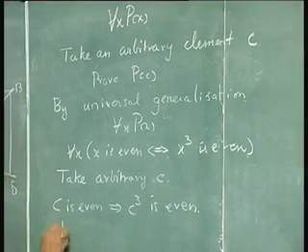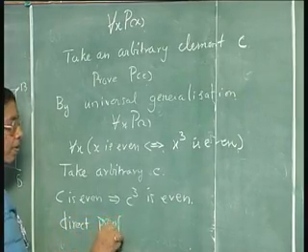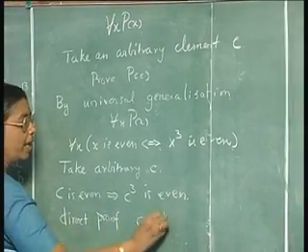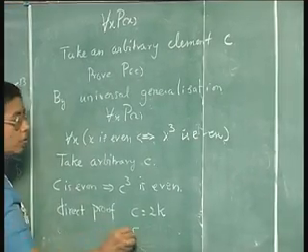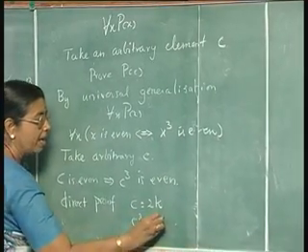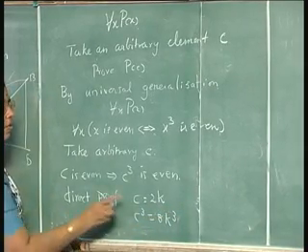How will you prove that? See, you use direct proof. If C is even, you can write C is equal to 2k. So, C cubed will be 8k cubed, where k is an integer. So, C cubed is even.